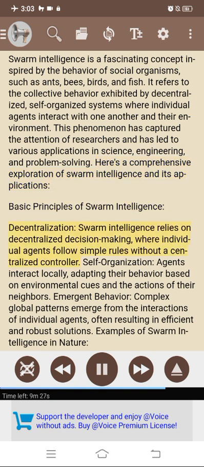Basic principles of swarm intelligence. Decentralization. Swarm intelligence relies on decentralized decision-making, where individual agents follow simple rules without a centralized controller. Self-organization. Agents interact locally, adapting their behavior based on environmental cues and the actions of their neighbors.